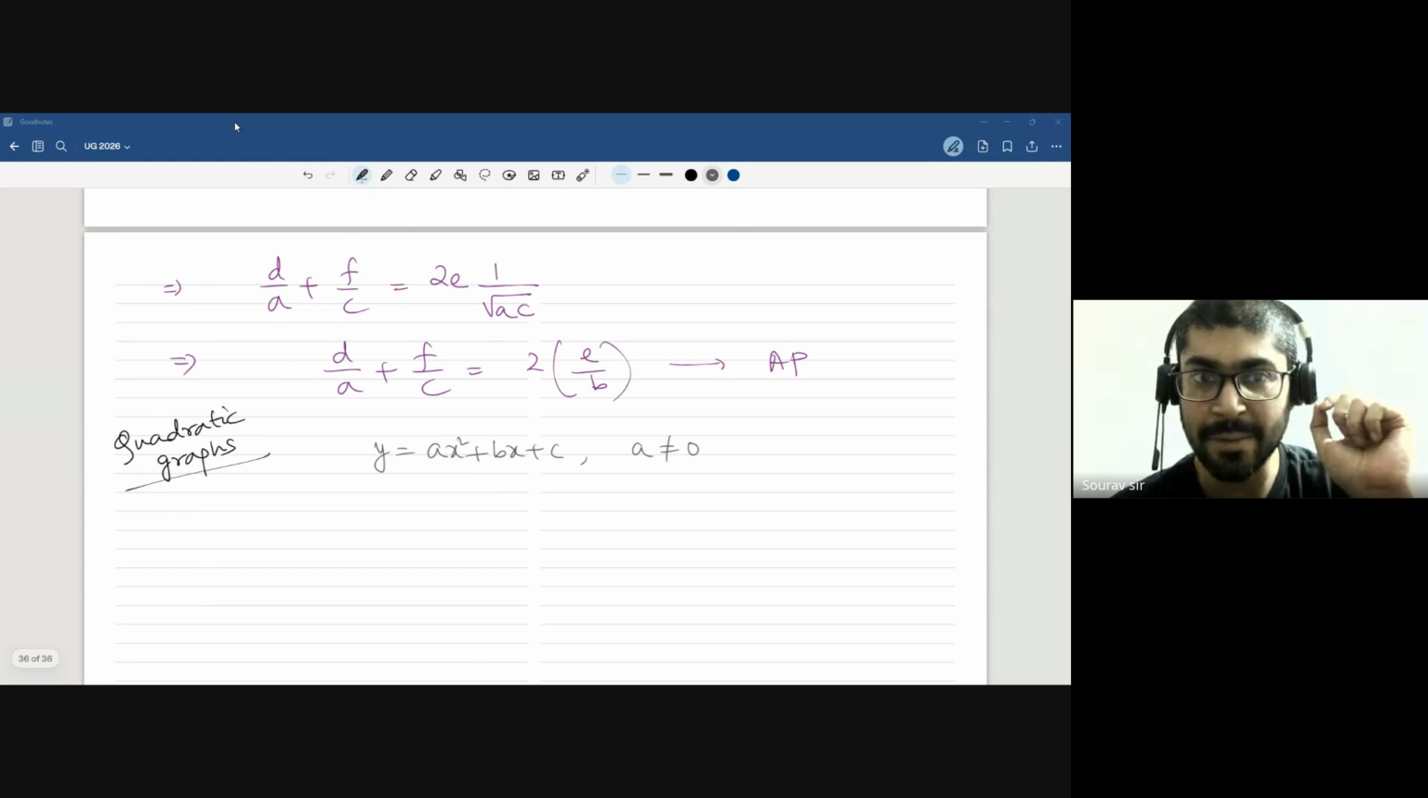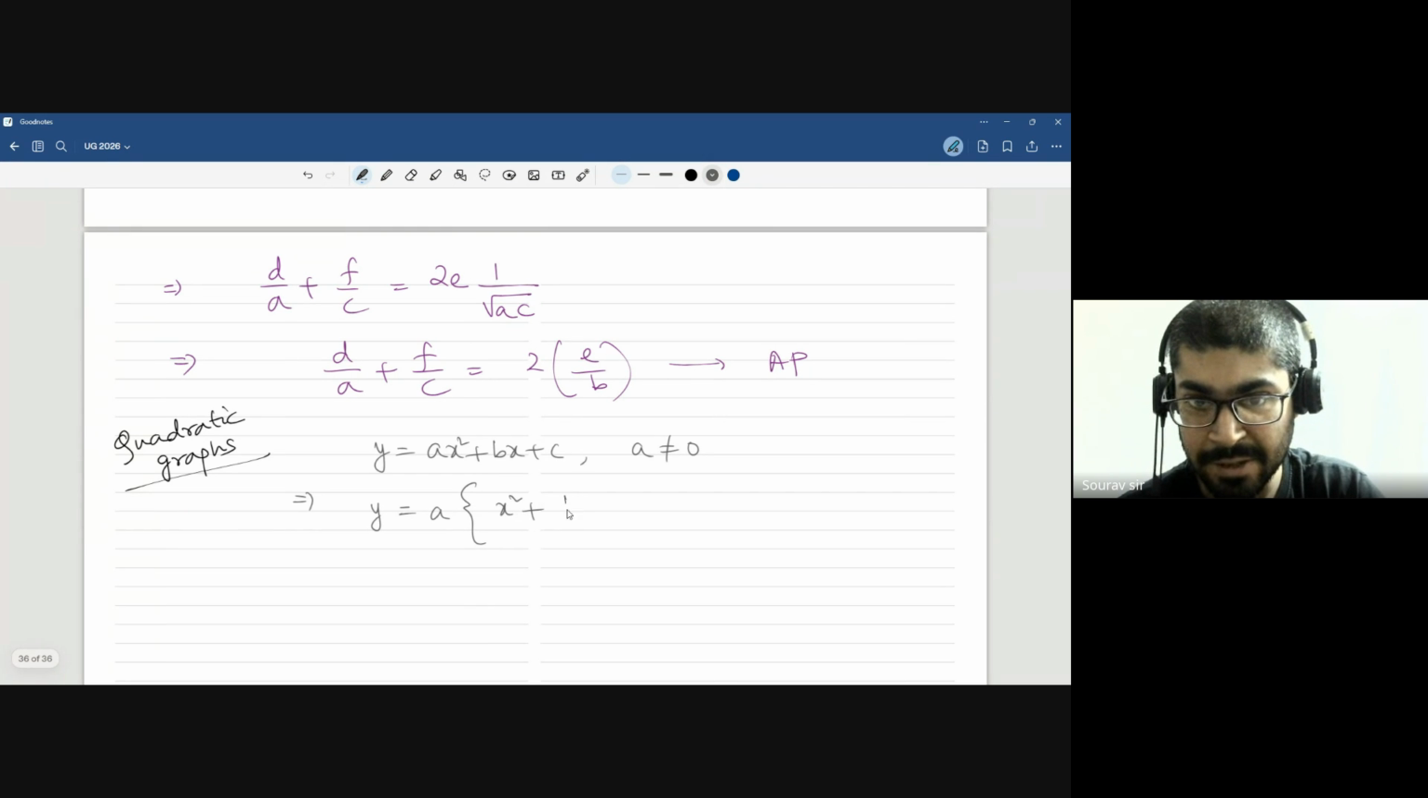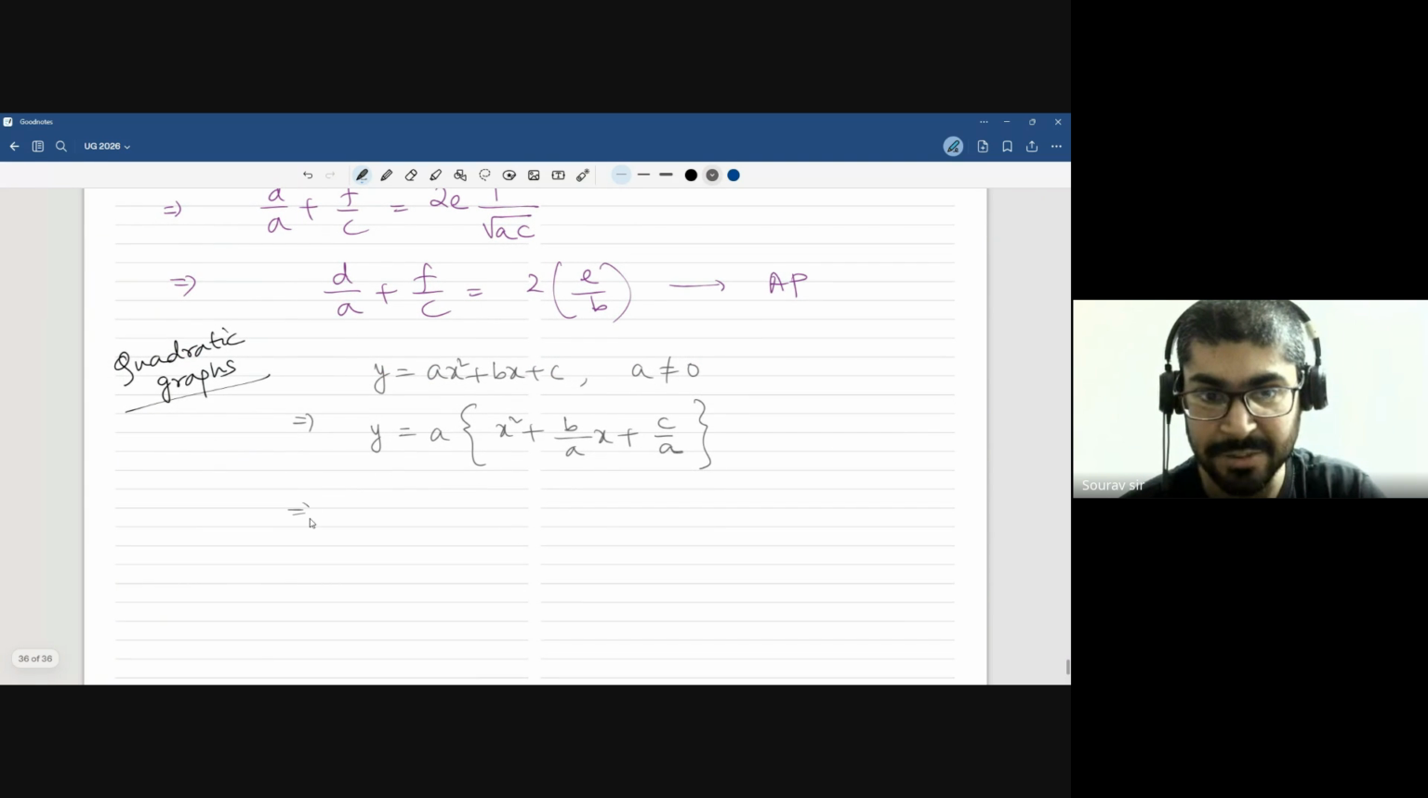To show this is a parabola, you can proceed very similar to what we have done when we derived the quadratic formula, Sridharacharya's rule. That derivation is very similar here. We will first take a out, because a is a problem. If you take a outside the right hand side, you'll get y is equal to a into x square plus b by a x plus c by a, right? And then you do the same completing the squares method. So y will be equal to a into, how did you do the squares method?